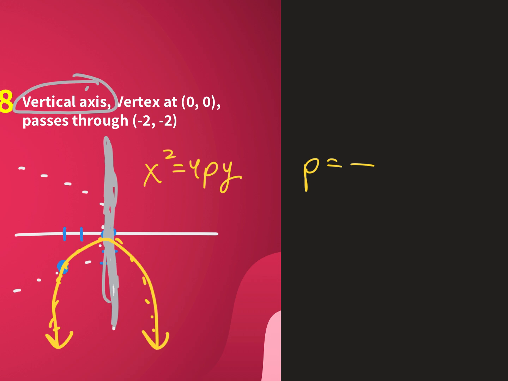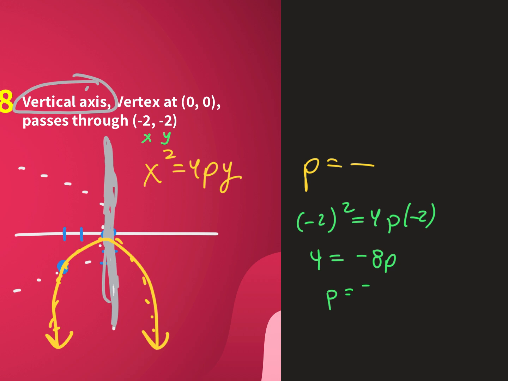Anything? Yep, where it passes through. They gave me an x value to throw in there and a y. So I'm going to say negative 2 squared equals 4 times p times negative 2. So 4 equals negative 8p. So what's p equal?